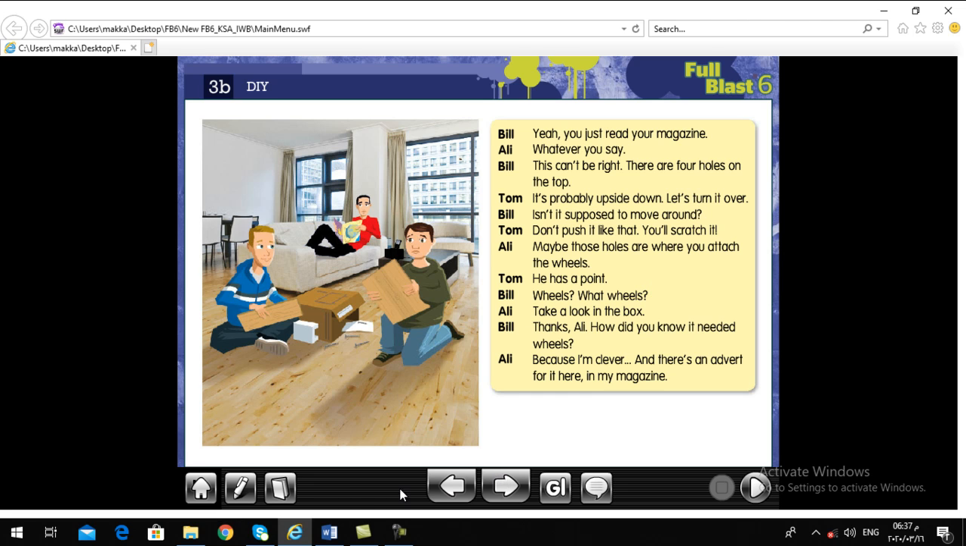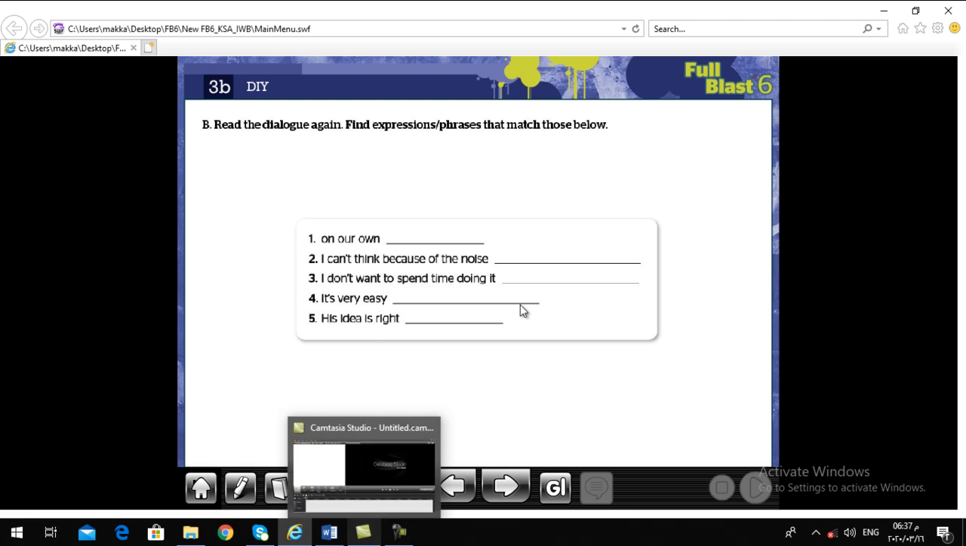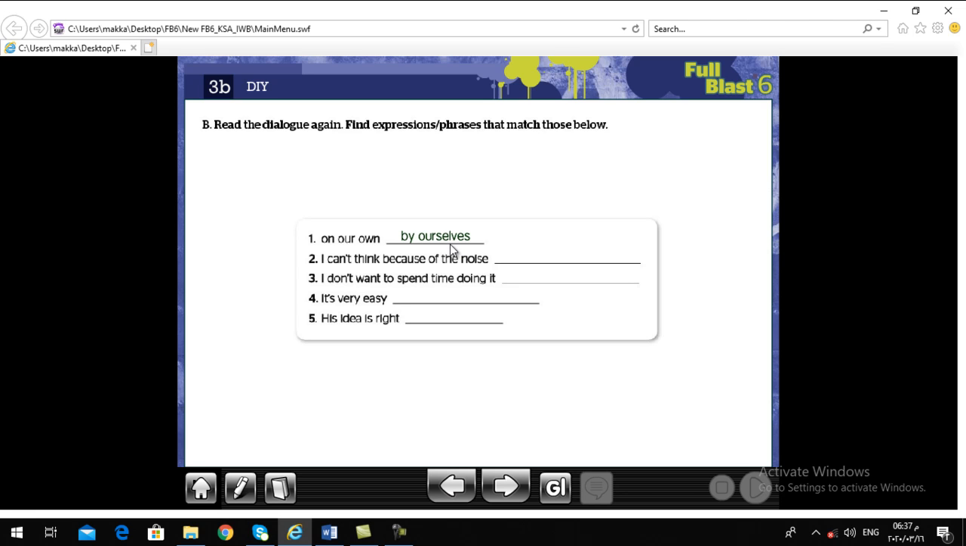We have talked about phrasal verbs. Before we move on, I'd like you to scan the passage and find an expression that means on your own. On your own here means no one will help you, so it will be by ourselves.